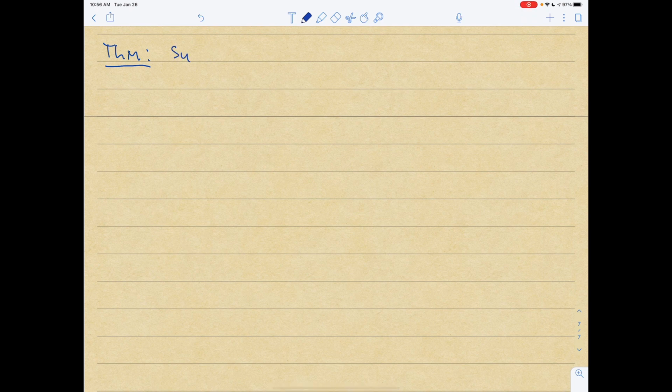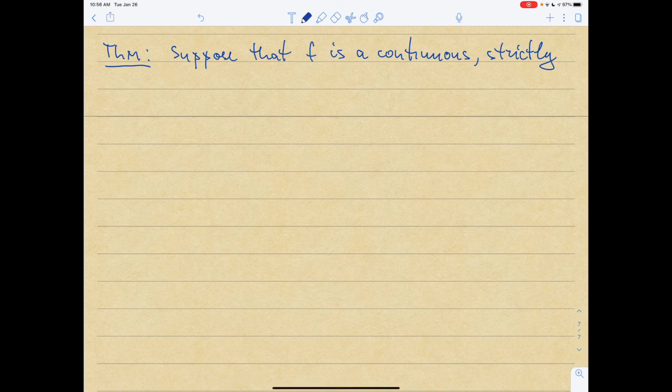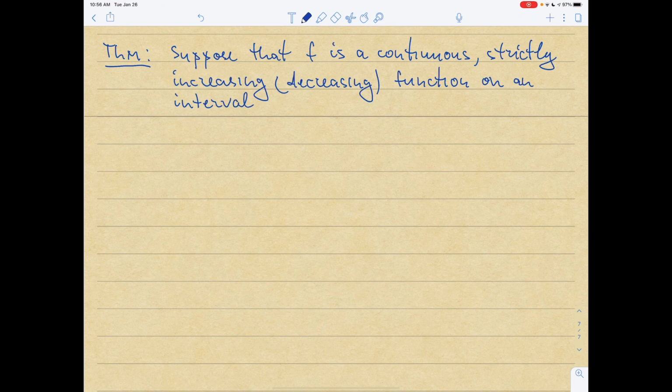Suppose that f is continuous, strictly increasing or decreasing function on some interval I.